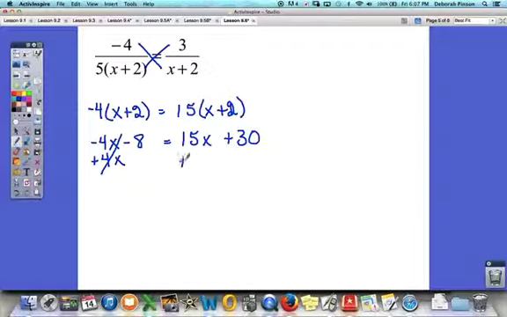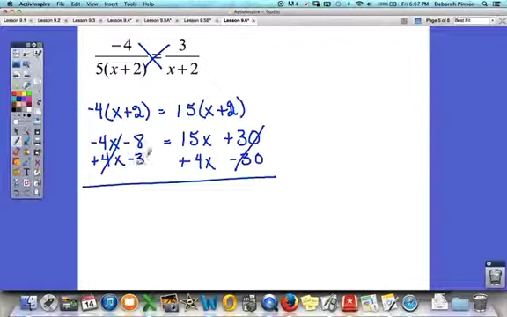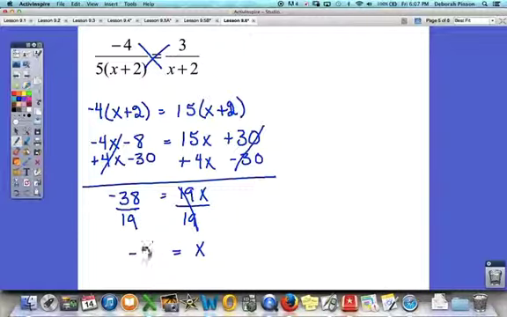And finish up solving. So I'm going to just move my x's over here. Now this time it's not a quadratic, so I don't need to get everything on one side of the equal sign because I'm not going to be factoring. Okay, divide by my 19. So x equals negative 2.